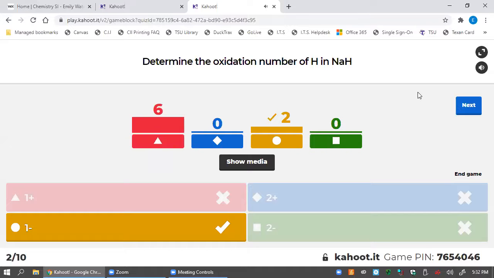So here's something I want you to write down because it's very, very important. One thing I want you to write down wherever: hydrogen can be 1 plus or 1 minus.